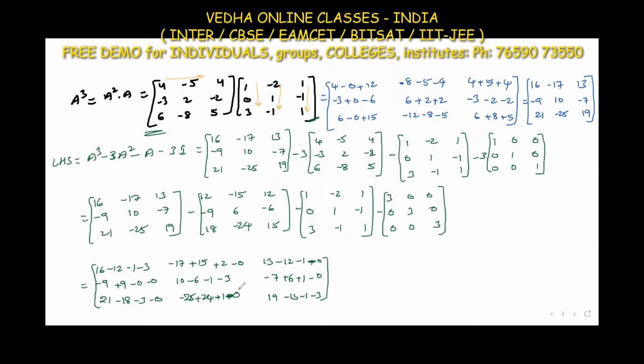Now check the elements here. 16 and minus 12 minus 1 minus 3, minus 16 plus 16. So finally we are getting 0. And here 15 plus 2, 17 and minus 17, we are getting minus 17 plus 17. Here plus 13 and minus 13. Here plus 9 and minus 9, 9 directly we can cancel.